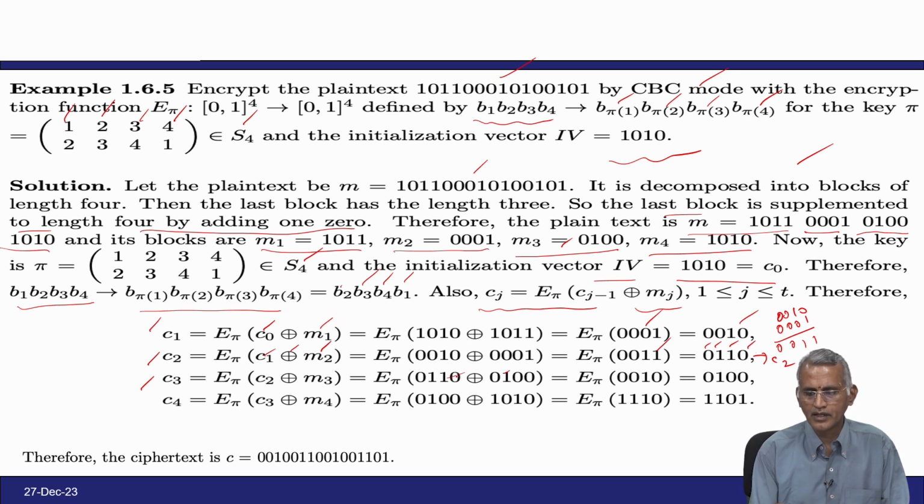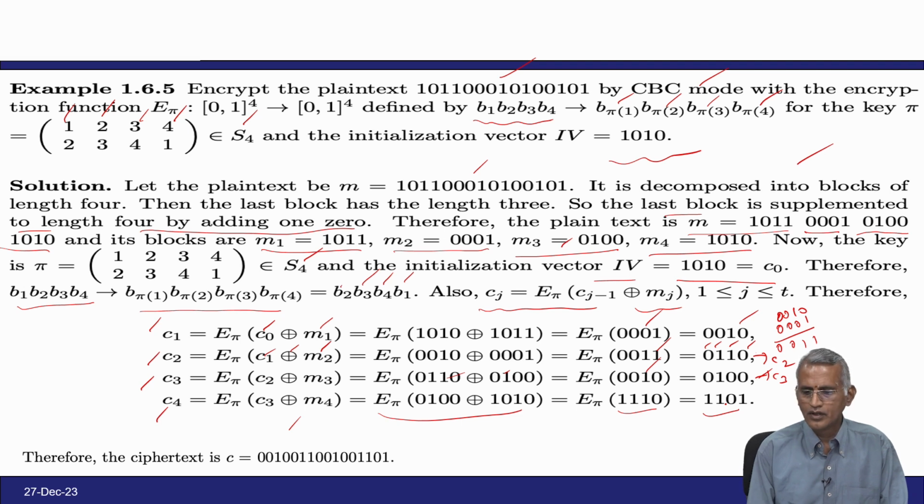So similarly, the XOR technique applies. Therefore E pi of 0010 is nothing but 0100. Similarly, if you go to C4, C4 is E pi of C3, which we already got. Take this value, XOR it with M4, and apply the XOR technique, so that the resultant is 1110, and the net value of E pi of this one is nothing but 1101.